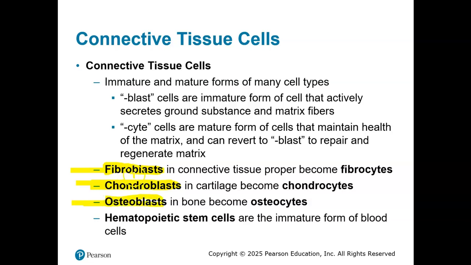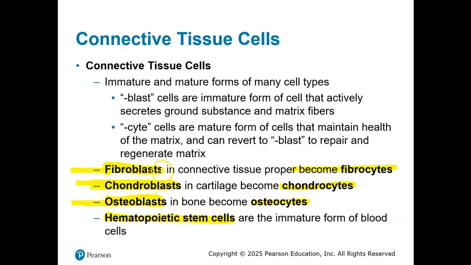So fibroblasts, when they're mature, will become fibrocytes. Mature chondroblasts will become chondrocytes, and mature osteoblasts will become osteocytes. So if you see chondro, it refers to cartilage cells, and osteo refers to bone cells. And immature blood cells are called hematopoietic. Hematopoietic stem cells are immature blood cells, and they can actually form into any of the blood cells: red blood cells, white blood cells, platelets.